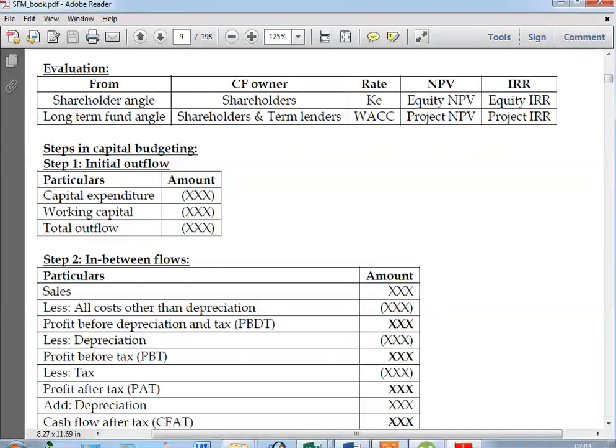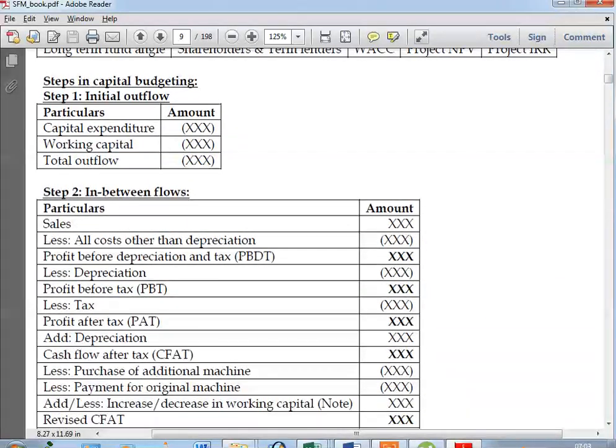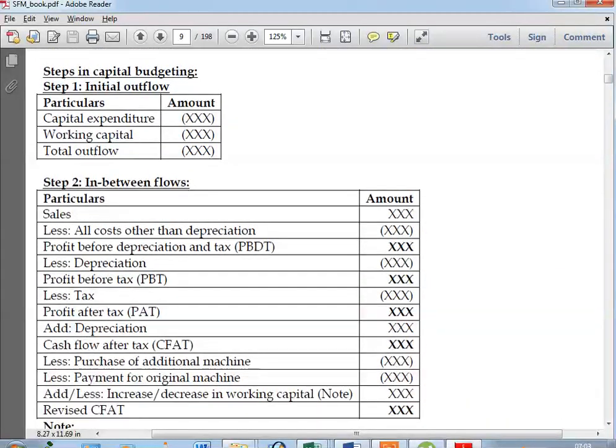When we did free cash flow, if you remember after EPS, what you used to do is add capital expenditure per share, less capital expenditure per share, add depreciation per share, add working capital per share, and then we used to get free cash flow. The same is the thing we do here. Less purchase, less payment, add or less increase or decrease in working capital and you get revised CFAT.